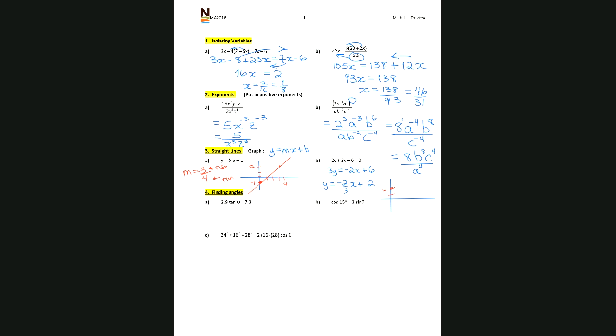Now from this point, we count the vertical displacement as negative. So go down 2 units and then over 3 units. And that is the next point on the line.